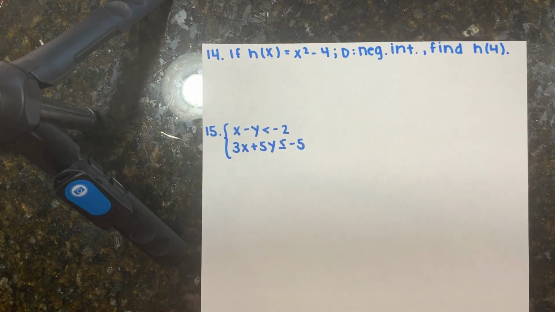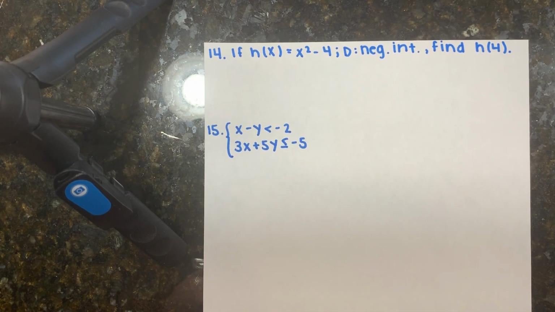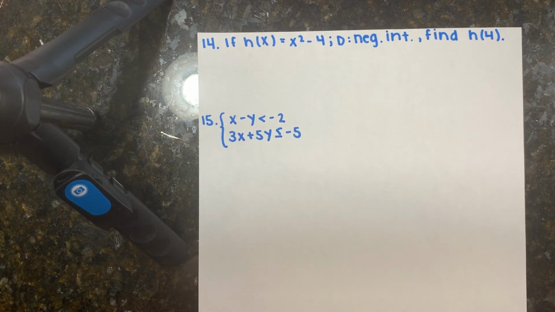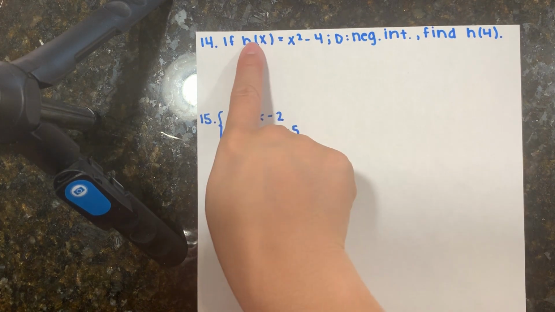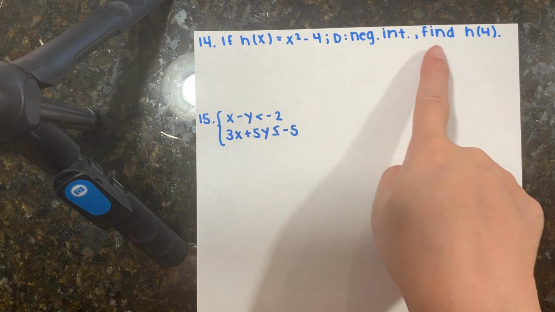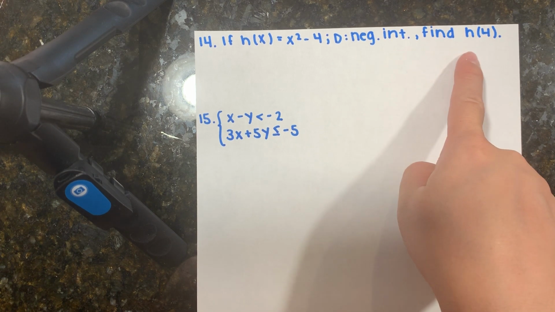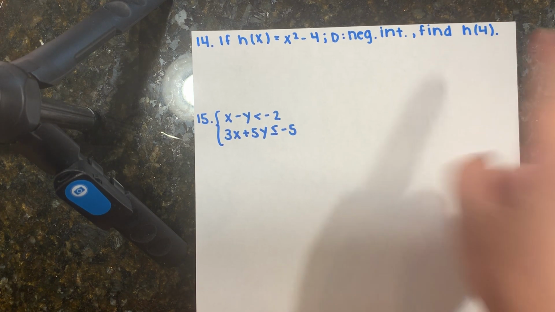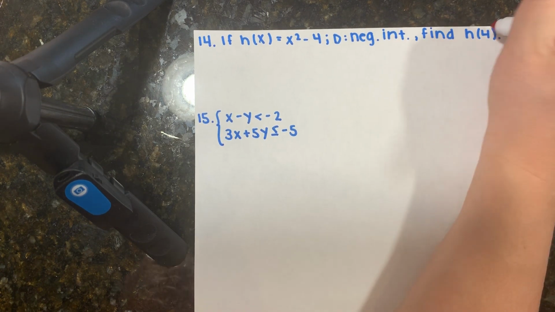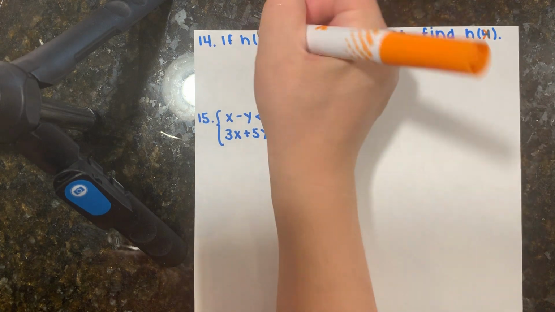Now moving on to number 14. Number 14 is actually tricky because it says if h of x is equal to x squared minus 4, your domain is negative integers. And remember that domain is actually your possible values for x. So that means the only values you can plug into this equation are going to be negative numbers. Well, if you look at the question, it says find h of 4. Is 4 a negative number? It's not, which means that you can't actually plug this value in because it's not a negative number.